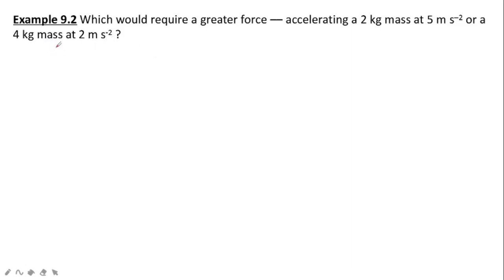So first we need to identify the data. What data have they given here? They have given a 2 kg mass at 5 meter per second square or a 4 kg mass at 2 meter per second square. So what is the question? The question is, which would require a greater force? This is our question. So now we will write the given data here.